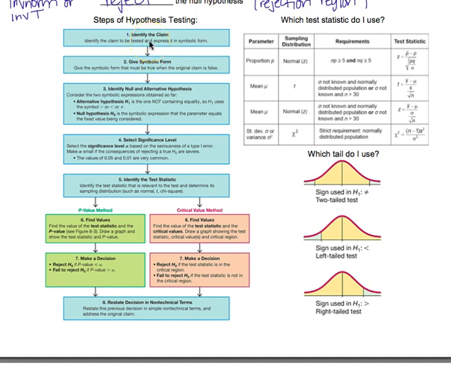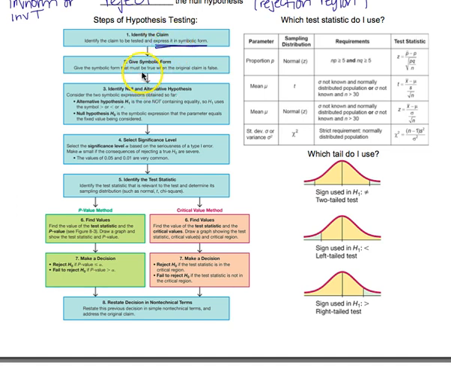But we are going to follow these, and every example that I'm going to do, I'm going to walk through this. So first we have to identify the claim that's to be tested and express it in symbolic form. So that means, okay, what's my parameter? Is it P? Is it mu? Is it sigma? Whatever the case may be, am I saying that P is equal to a specific number? Am I saying that mu is less than a specific number? That's what it's asking us to do in step 1.